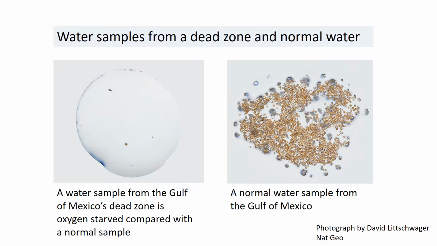So in this picture, you see two water samples. One was taken from a dead zone and the other from normal water. And we're looking at these water samples from under a microscope. So on the left, you see a water sample from the Gulf of Mexico's dead zone. You can see it's oxygen starved compared to the normal sample, and there's not much living in it. And then on the right hand side, you see a normal water sample from the Gulf of Mexico, and you see many more organisms and oxygen in this water sample.